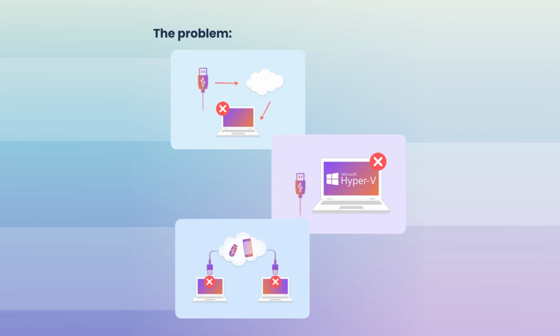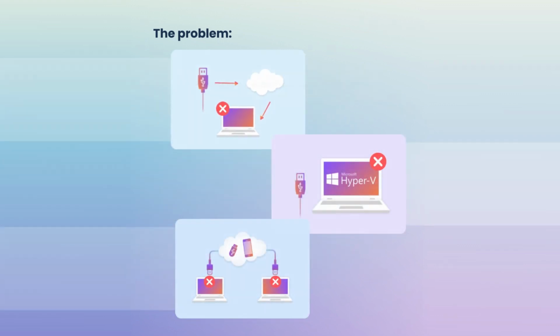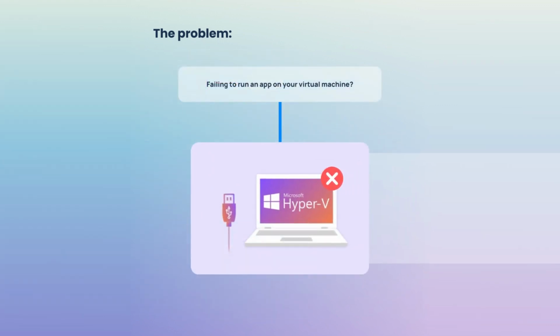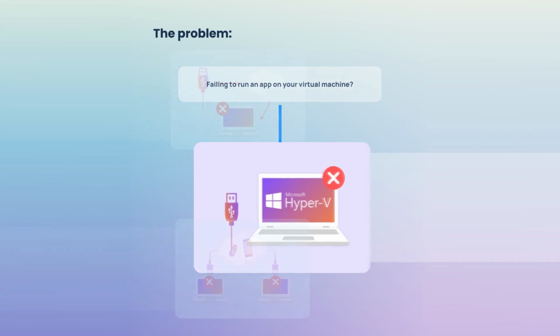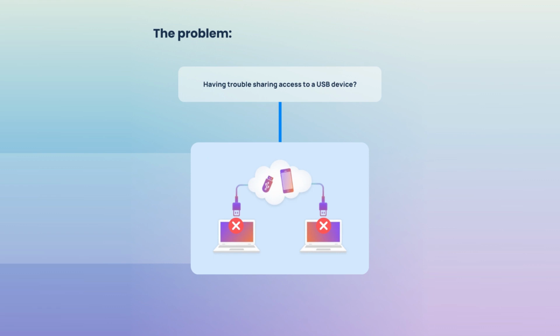Tired of futile attempts to connect a USB to your cloud desktop or RDP, or failing to run an app on your VM just because the license key is connected to the host OS? And let's face it, everyone has had trouble sharing access to a USB device at some point. All that can be super frustrating, right?